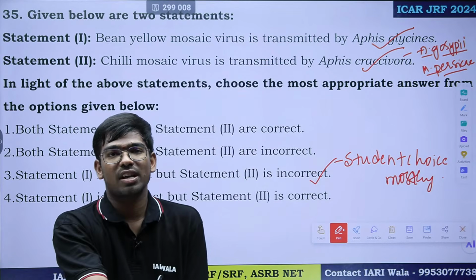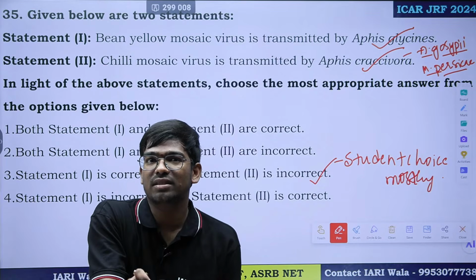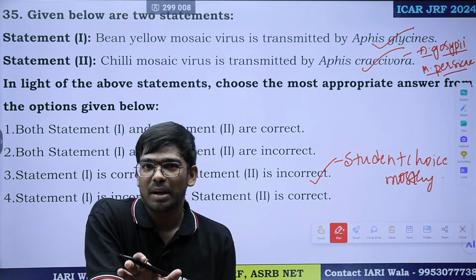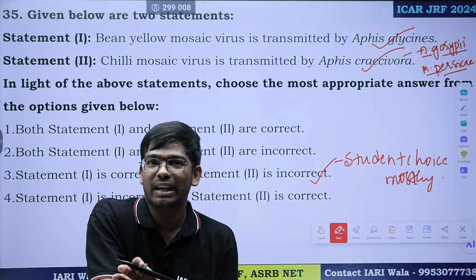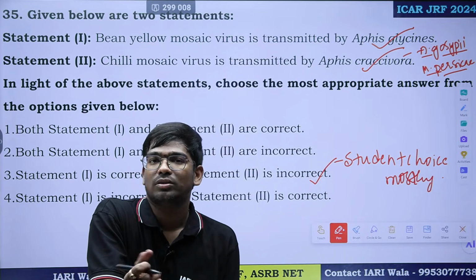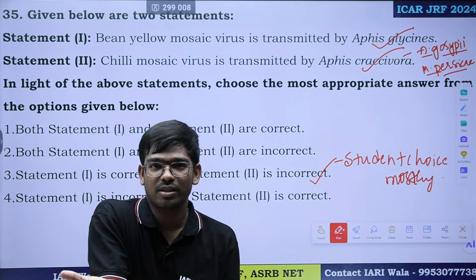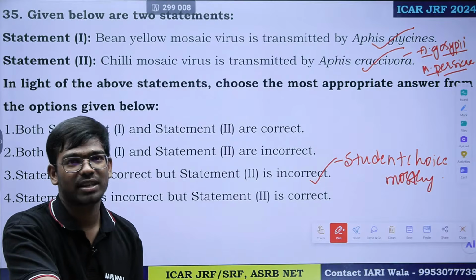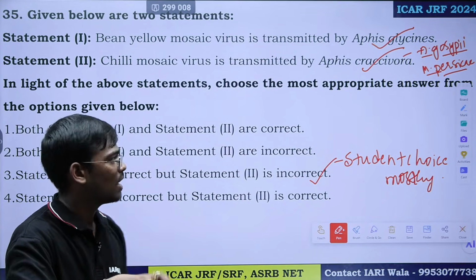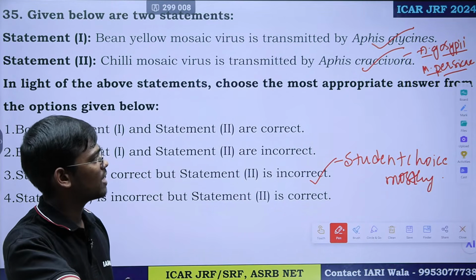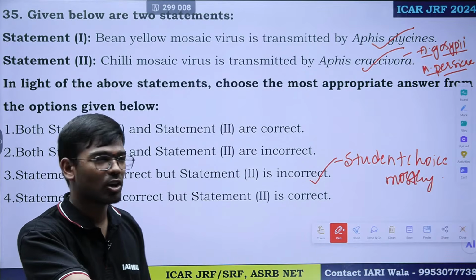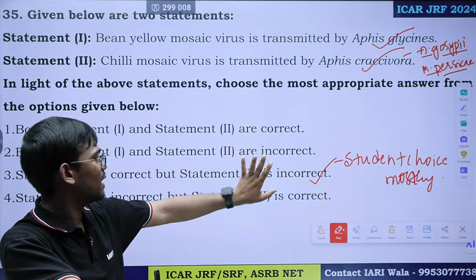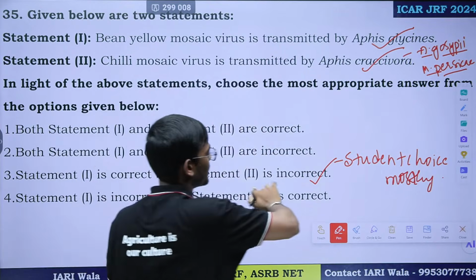So bean yellow mosaic virus is transmitted by Aphis glycines, and chili mosaic virus is transmitted by Aphis gossypii and Myzus persicae. This you will read in the books. So most of the students will go for book knowledge. They will choose statement 1 is correct but statement 2 is incorrect. But the person who reads research papers or has a bit more knowledge will say both the statements are correct. In this case, I will say both the statements are correct.